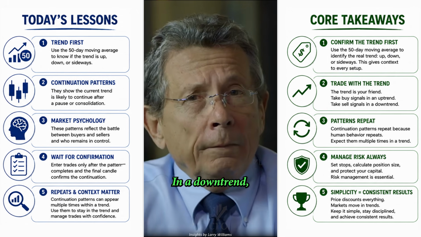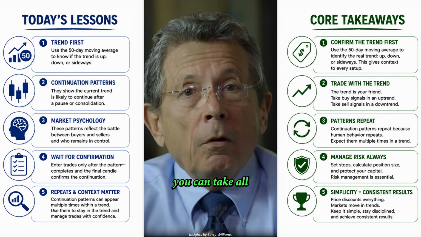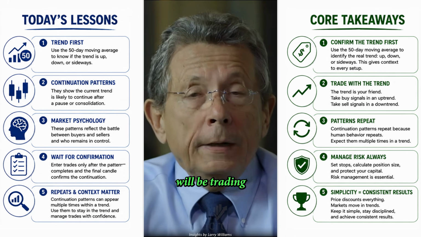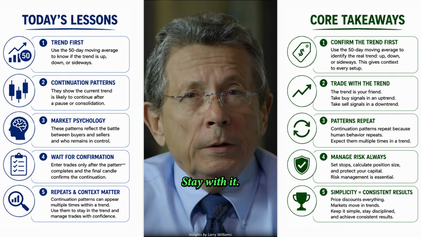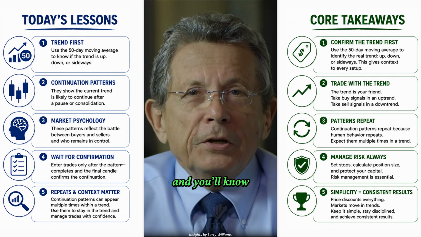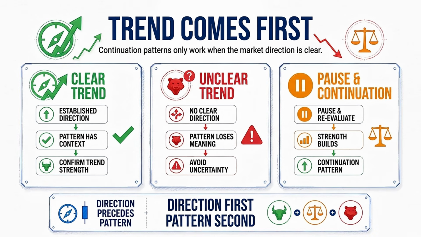In a downtrend, that means you would want to be taking short-term sell signals. In an uptrend, you can take all the buy signals because then you will be trading and investing with the trend. The trend is your friend. Stay with it, use a 50-day moving average, and you'll know the real trend of the market. That is the foundation of today's lesson.